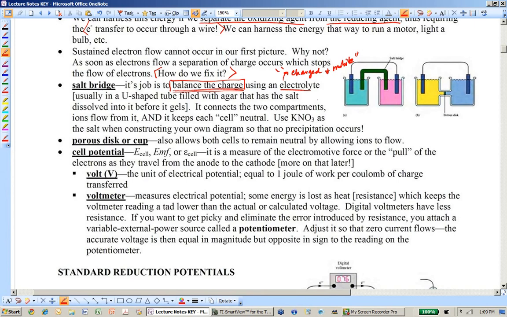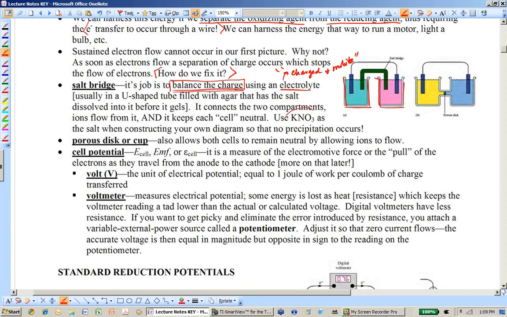So this is usually in a U-shaped tube that we fill with agar, has the salt dissolved into the agar before it gels, and it is inverted then and connected over into two compartments. You can just think of these as two separate beakers for lack of imagination. They can be fancier than that, but that's pretty simple. And what it does is it keeps the cell neutral.